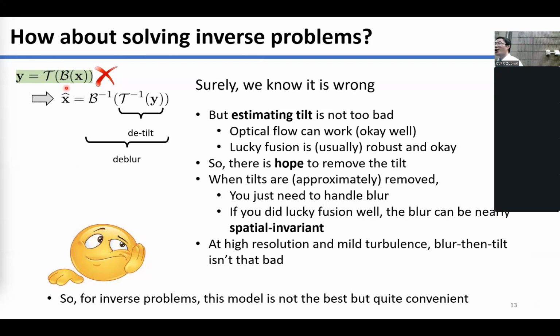Okay, why? Because optical flow and the tools that we all like can sort of handle the displacement of the pixels. So removing the T is actually easier than removing the B first. And if you can remove the T, then I can show you that the blur will be slightly more stable. You get some kind of invariant blur in the end. Okay, so I'm putting this phase here. It's not that correct, but in terms of solving inverse problems, it's actually quite convenient.